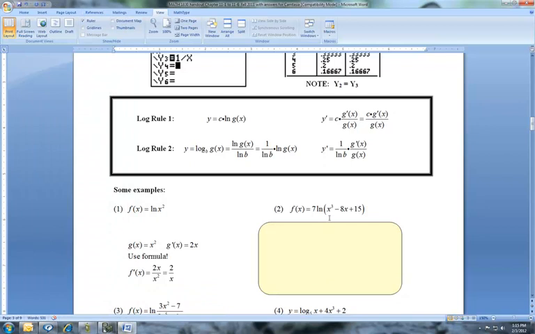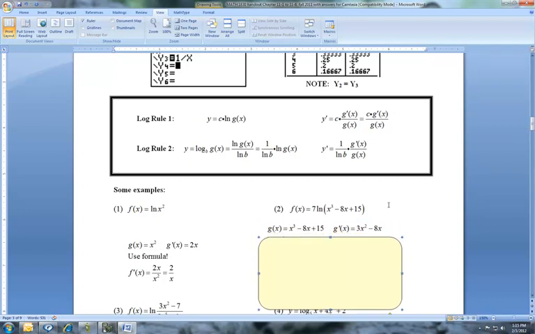I see ln again, which applies my first rule. I see a 7, so the 7 is going to be my constant. Have to hold on to that. The thing after ln here is g of x. So g of x is equal to x cubed minus 8x. But because of the formula, I have to go get g prime. This is old. We've done this. So now for me to use the formula, plop in where it needs to go.